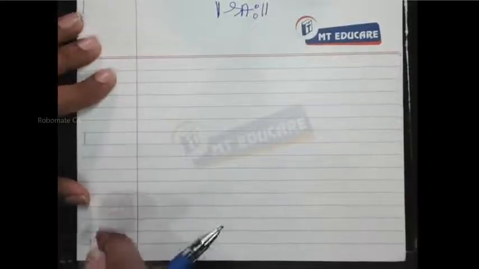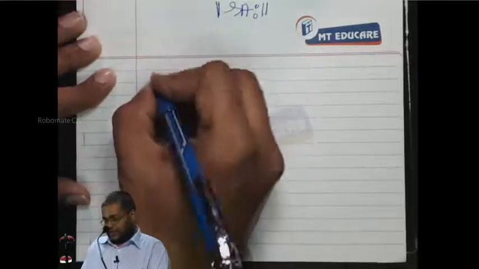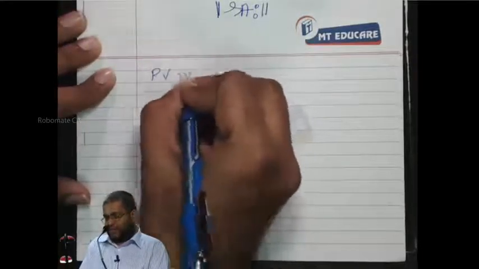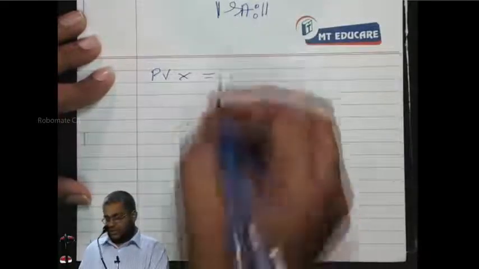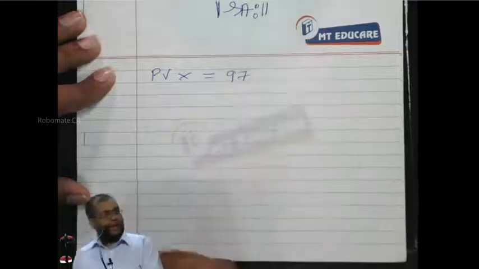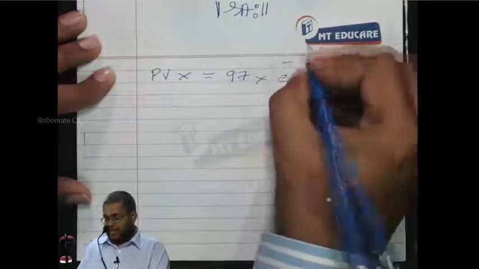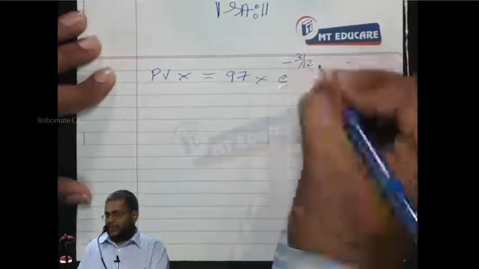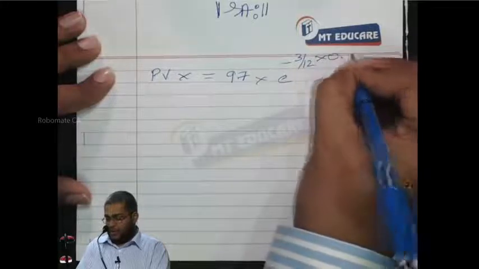Now, for that, we have to first calculate PV of X. We have to calculate present value of strike price. Write on. Present value of strike price is equal to PV of X is equal to, if I am right, strike price 97 into e power minus T. T is how many months here? 3 months means 3 by 12 years, into R, which is 0.12.